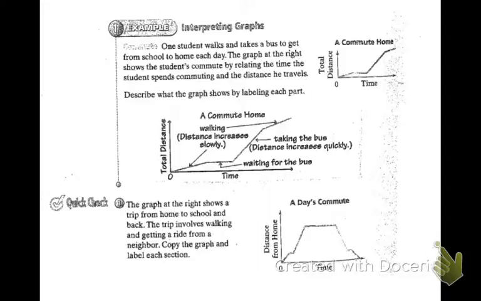So let's try to do a day's commute for the quick check. The graph at the right shows a trip from home to school and back. The trip involves walking and getting a ride from a neighbor. Copy the graph and label each section.